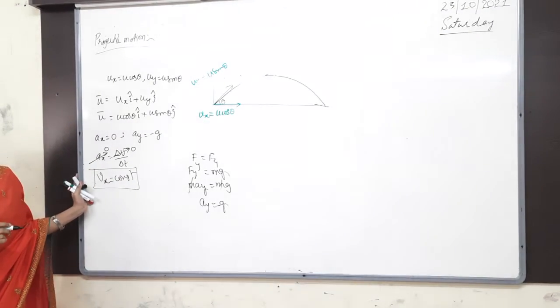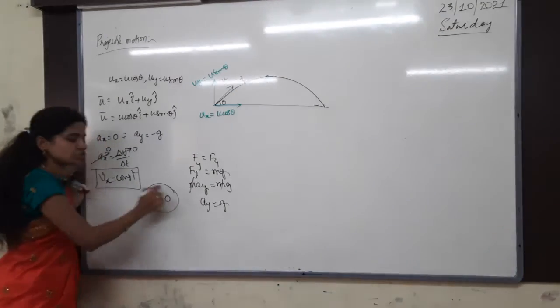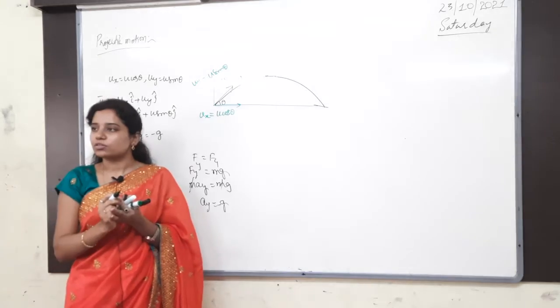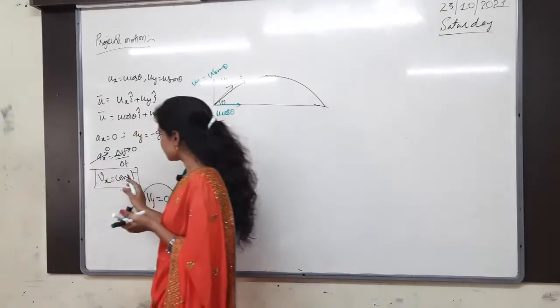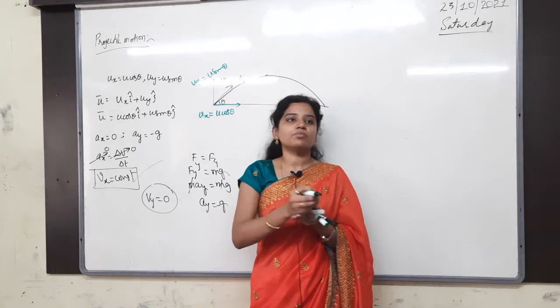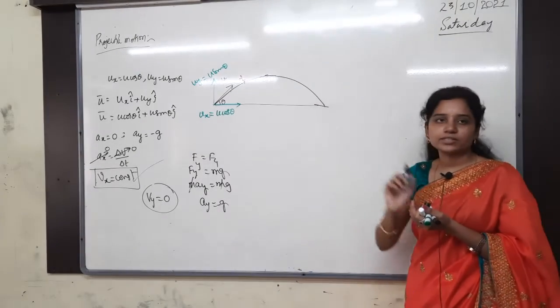Only horizontal velocity. Why? Because Vy becomes how much here? At the maximum height, it is 0. The body is coming back, but something has to be 0. In that we have two velocities. I said Vx is always constant. So what is the chance? Only Vy will become 0 there. Vy will become 0 and then Vy will increase here.